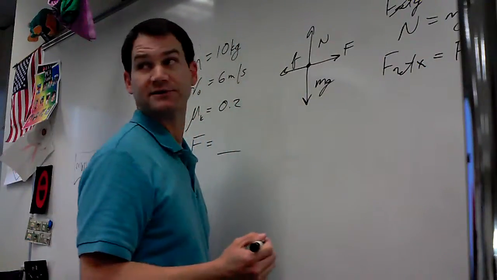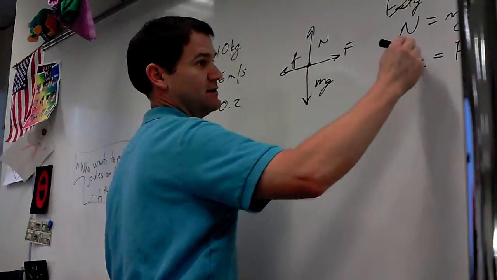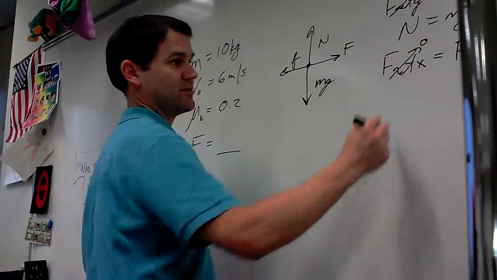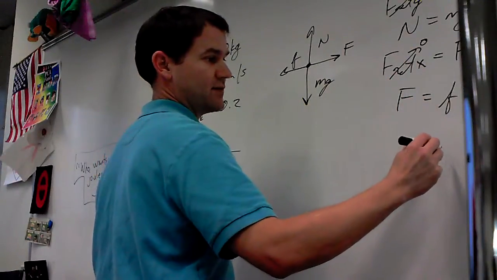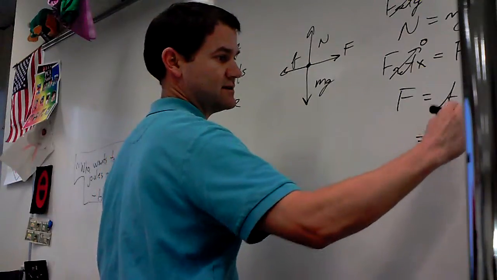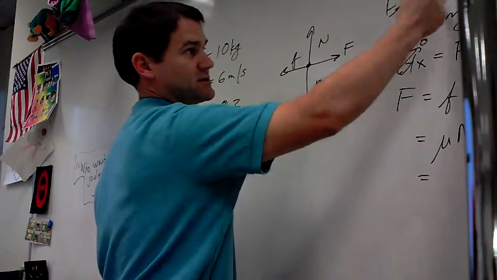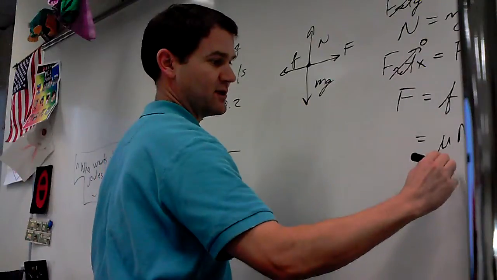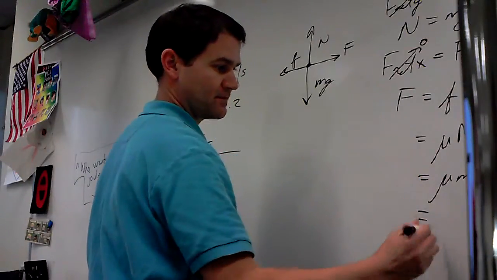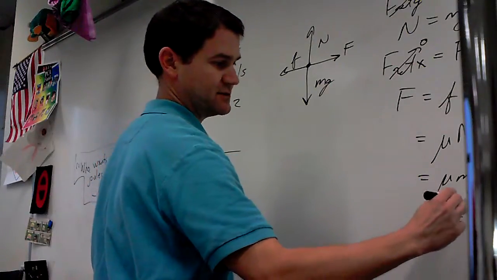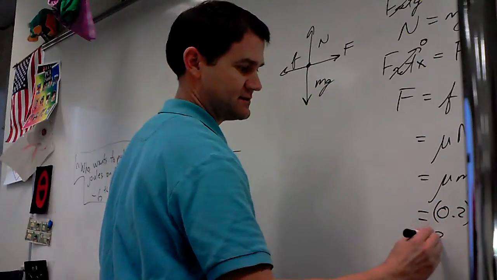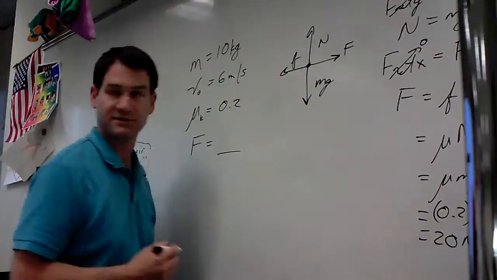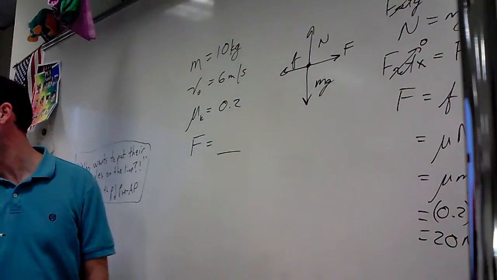Is it accelerating in the x direction? Not initially, not in the first problem, so F equals fric. Fric is mu N. Substituting mg for N, I get mu mg. So that's 0.2 times 10 times 10. It's 20 newtons. So the force required to keep it moving at constant velocity is 20 newtons.